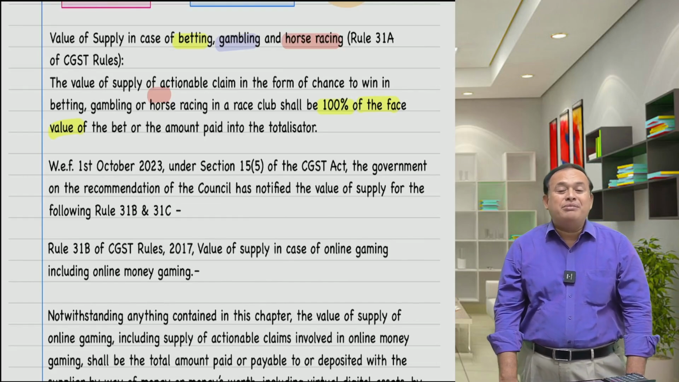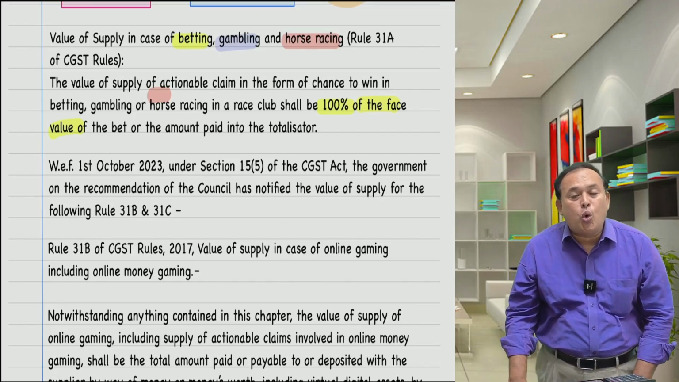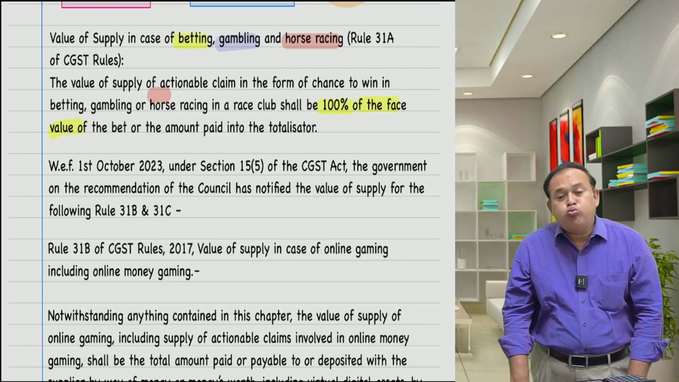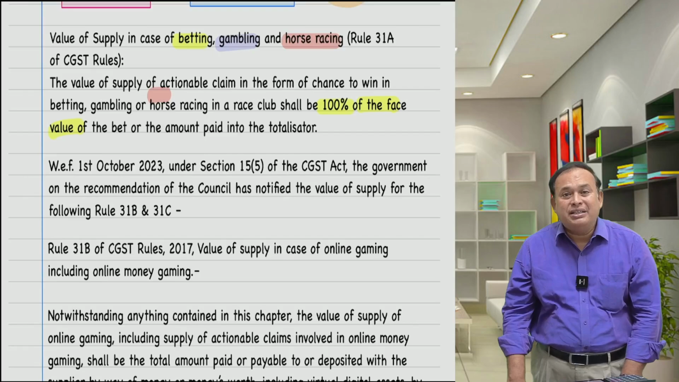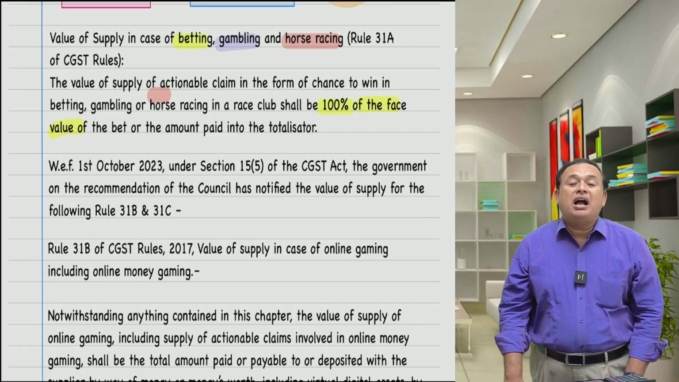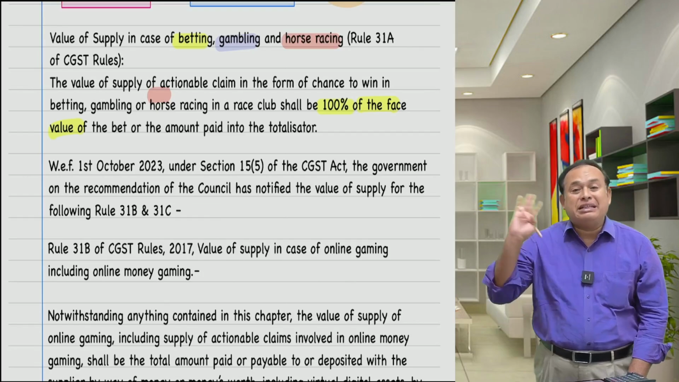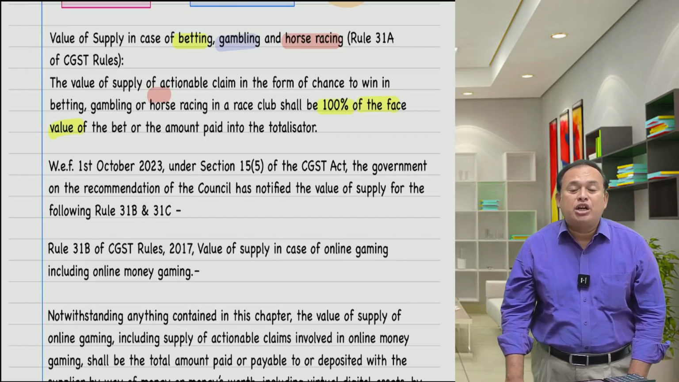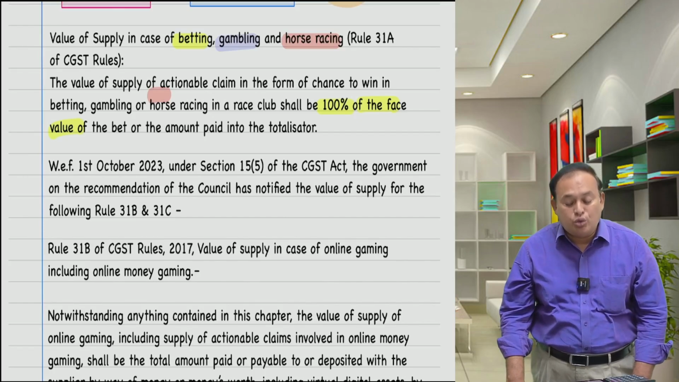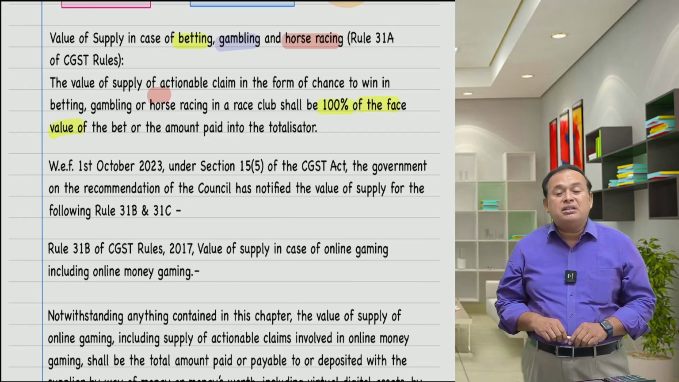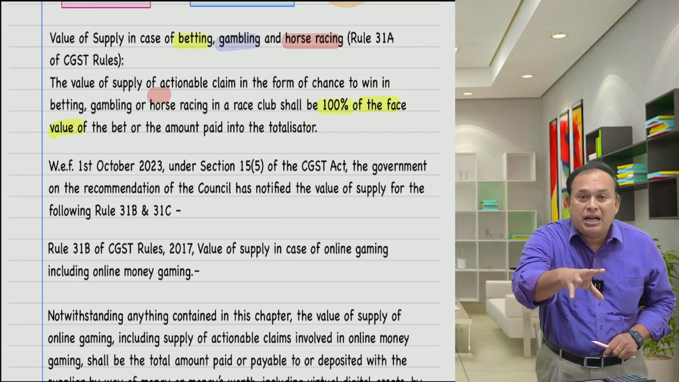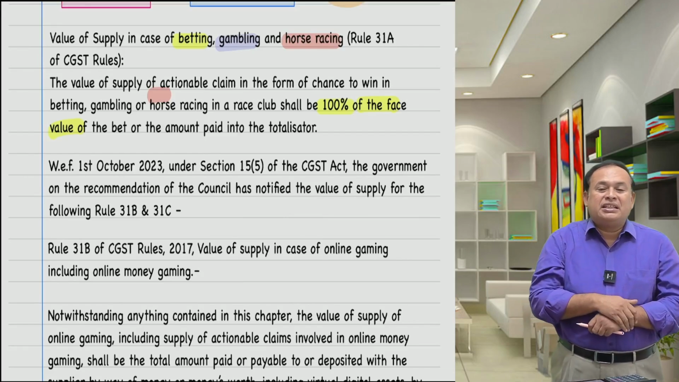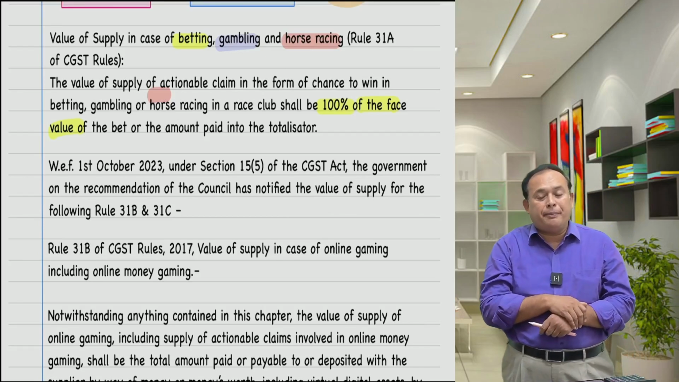Now coming to the amendment from 1st October 2023, two more points have been added under actionable claims, and a separate definition is given for specified actionable claims by stating that section 2 subsection 1 or 2 capital A, where casino and online money gaming, both are added. Casino and online money gaming.